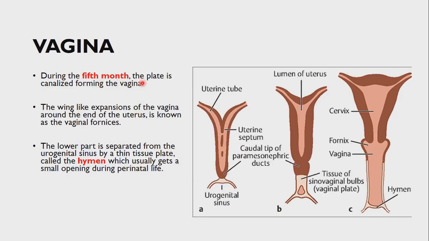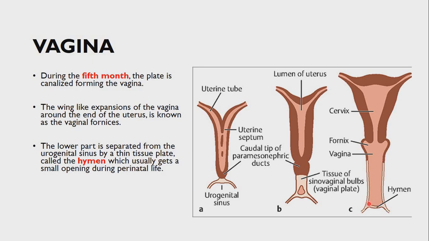During the 5th month, the plate is canalized and they are forming the vagina. The wing-like expansion of the vagina, and this around the end of the uterus, is known as the vaginal fornices. The lower part is separated from the urogenital sinus by a thin tissue plate, and this is called the hymen, and usually gets a small opening during perinatal life.